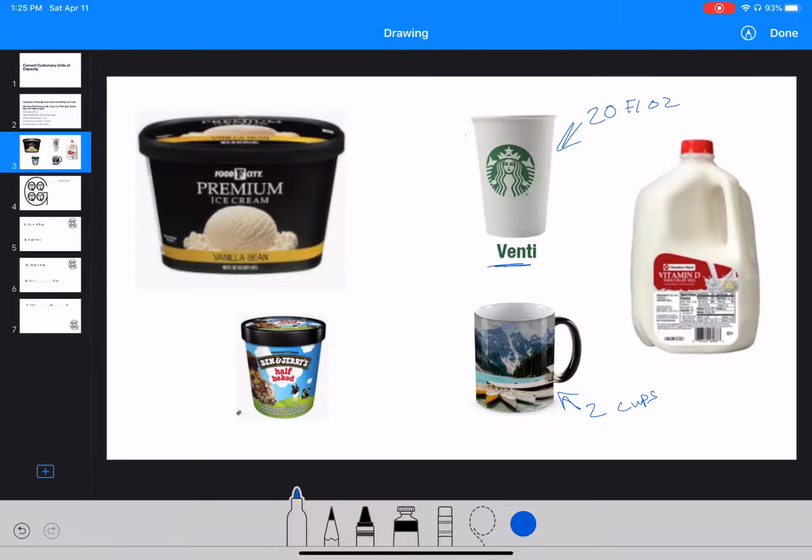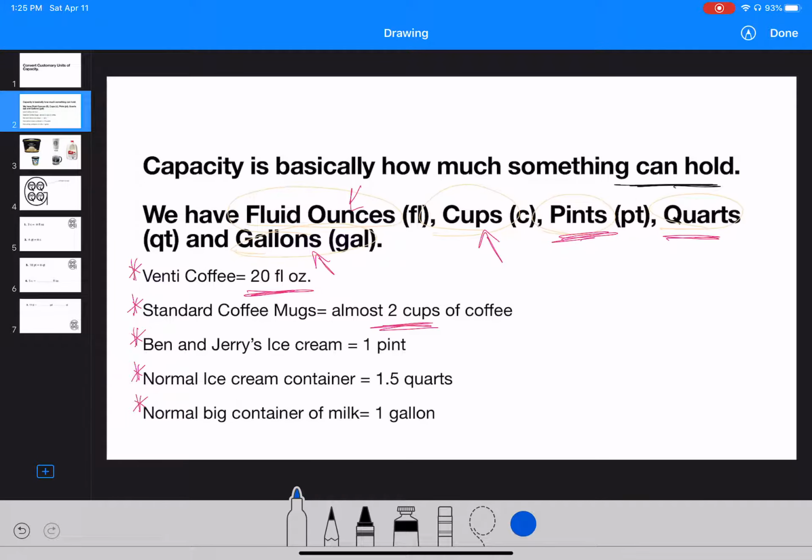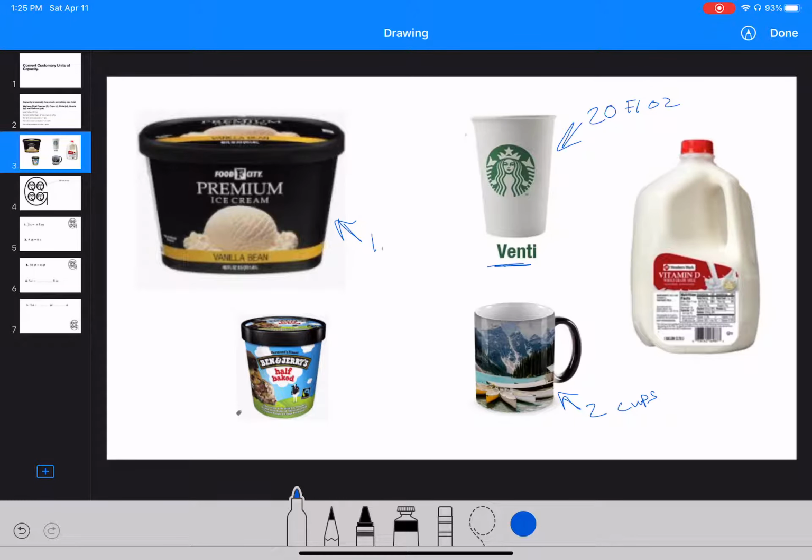Here we have an ice cream container. I call this one the ice cream container that your family can eat out of. So a normal ice cream container right here holds 1.5 quarts. The little ice creams that are usually more expensive, this one right down here, like Ben and Jerry's, that is exactly 1 pint of ice cream. And then over here we have 1 gallon of milk. So hopefully those pictures can help you put a grasp on what these measurements really mean.